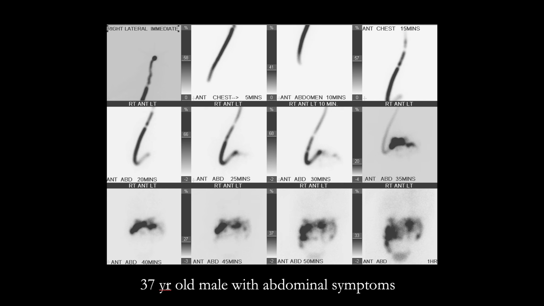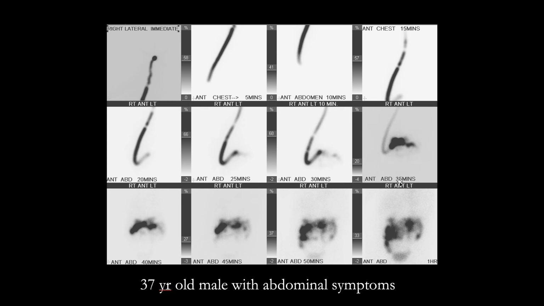Our third patient is a 37-year-old male who presented with abdominal symptoms. They had a history of VP shunt placement, and a CSF cisternogram was performed after injection of technetium-labeled DTPA in the shunt reservoir, which is seen right here, and we see some activity going down the shunt into the abdomen.